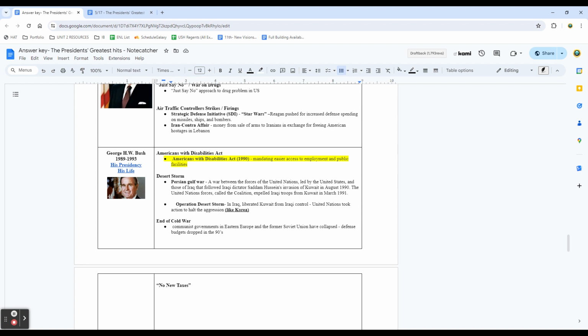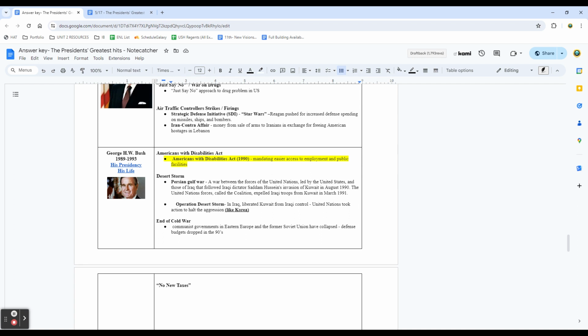There's also Operation Desert Storm, or the Persian Gulf War. In response to Saddam Hussein's invasion of Kuwait in the Middle East, Operation Desert Storm sees the United States and United Nations liberating Kuwait from Iraqi control. And this short but definitive war helps cement America's legacy as a world police, or getting involved in humanitarian crises.